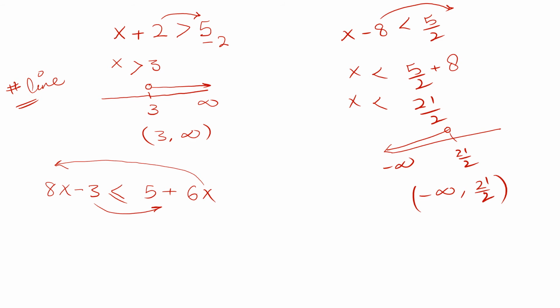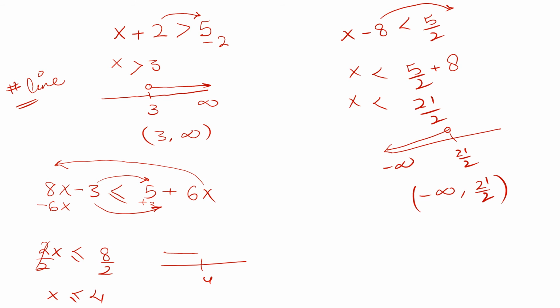So 6x, bring it on the left side, so it will give you negative 6x. So 8x minus 6x will give you 2x. Minus 3, bring on the other side, so you will get positive 3, that is less than or equal to 8. Divide both sides by 2 and you will get x less than or equal to 4.